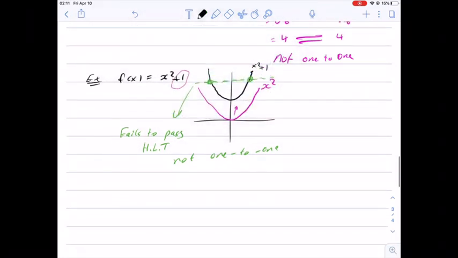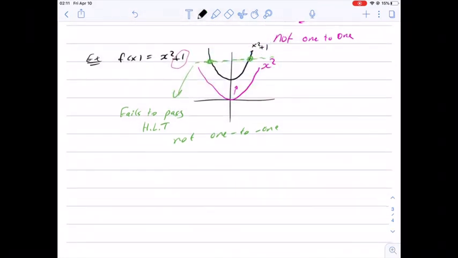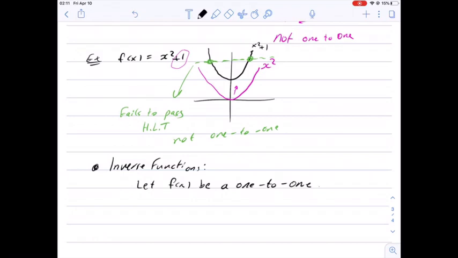Okay. Now, keeping this in mind, we can move to the inverse functions. Now let f of x be a 1-to-1 function. So this is very important. The function should be 1-to-1.